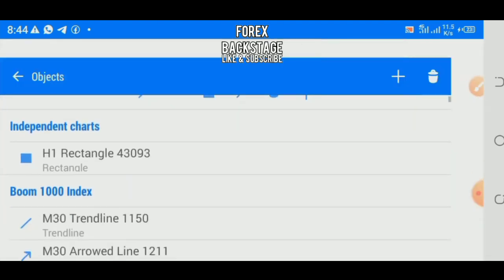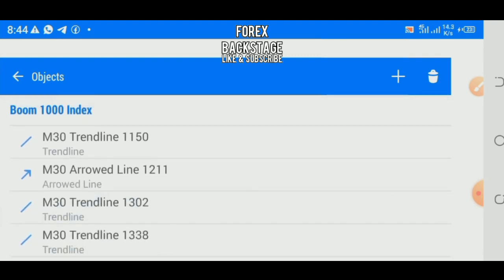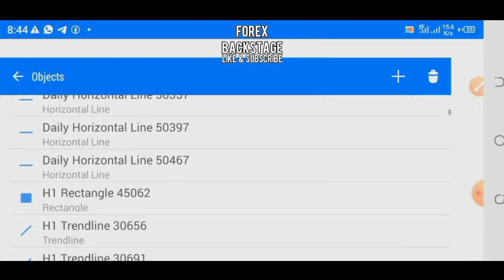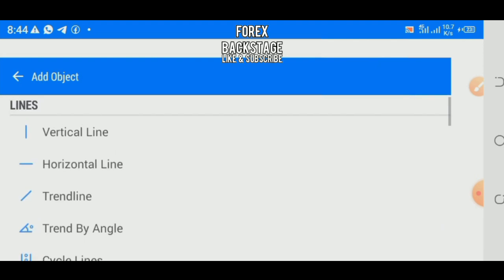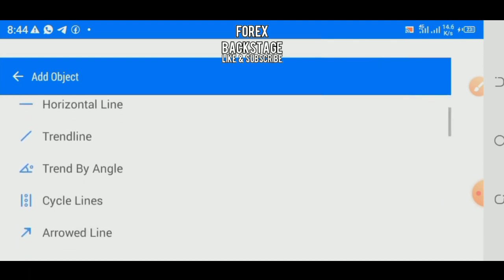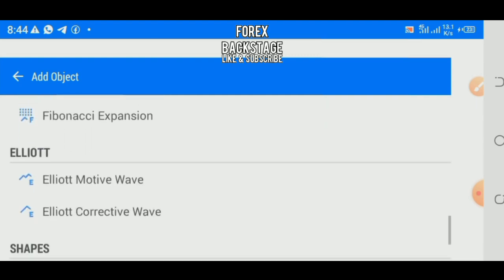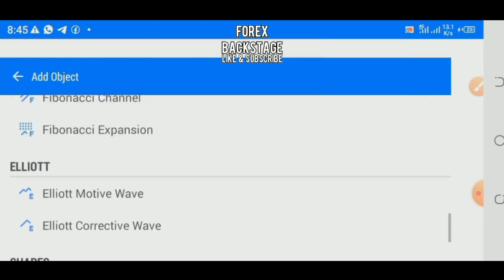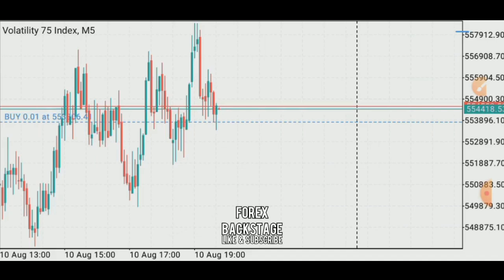You have your H1 rectangle, we have M30, that is the 30-minute trend line. You have different tools. You can click on the plus button to see vertical line, horizontal lines, trend line, trend by angle, circle line, and so on. You have all the tools you need right there. So I'm going to be using only the horizontal line for this because I'm drawing a support and resistance line. So once you tap on it, we have our resistance here.